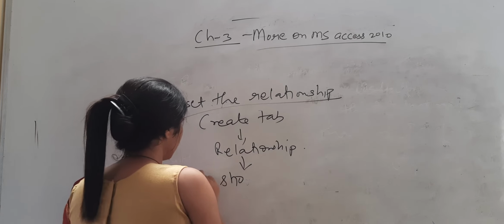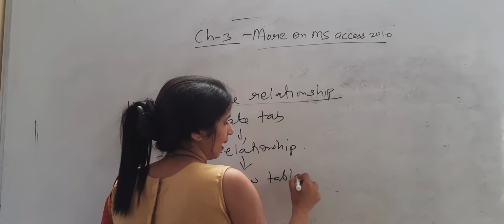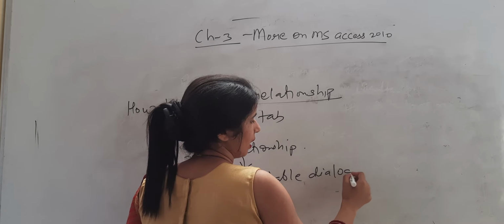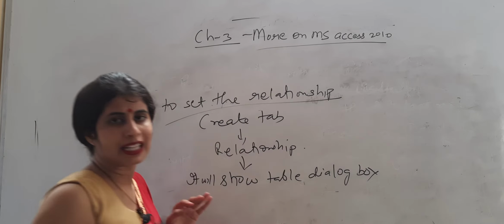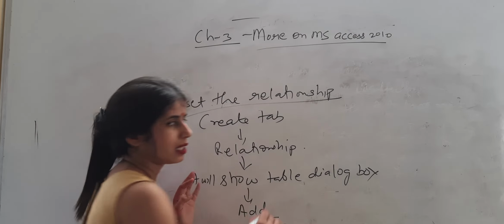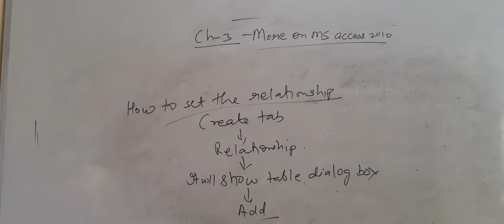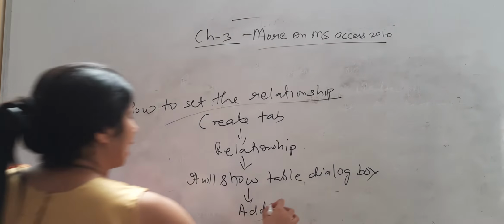When I click on it, it will show me a table dialog box. Dialog, spelling DIALOG. So it will show a table dialog box there. Here I will click on which button? Add button. What are the steps there? At first I will click on the create tab. Here I will find the relationship option. Then it will show us the show table option. Then we will click on the add button.